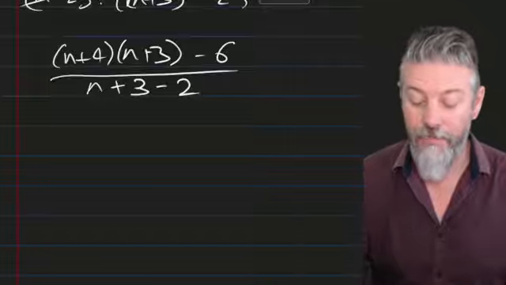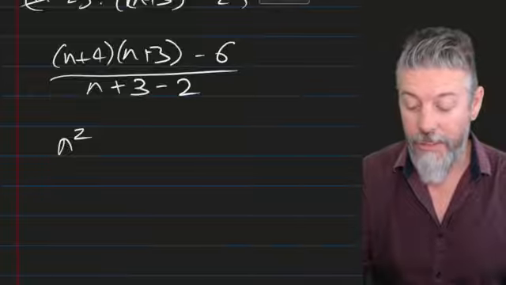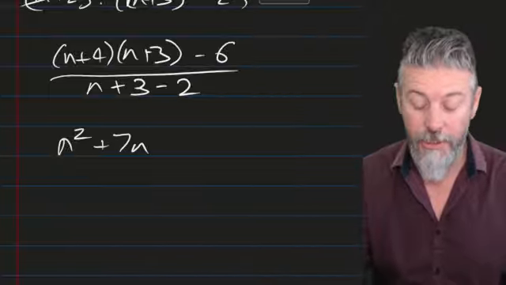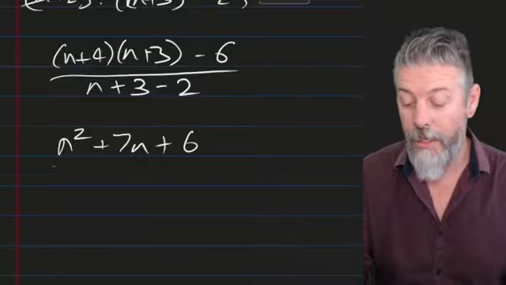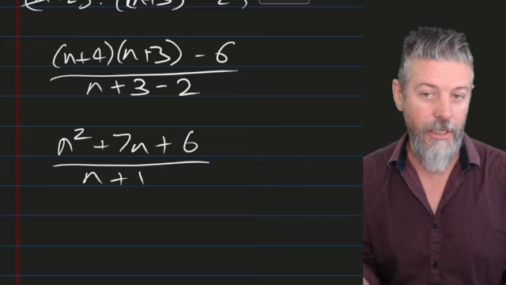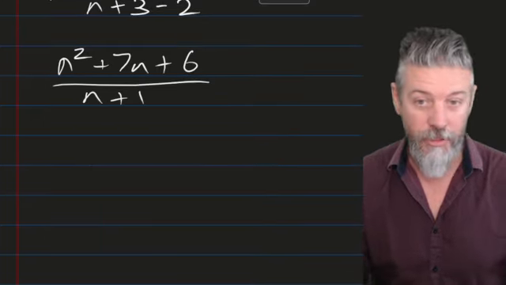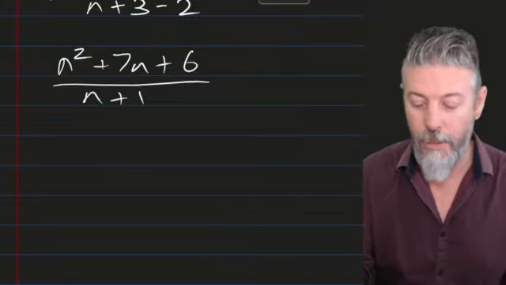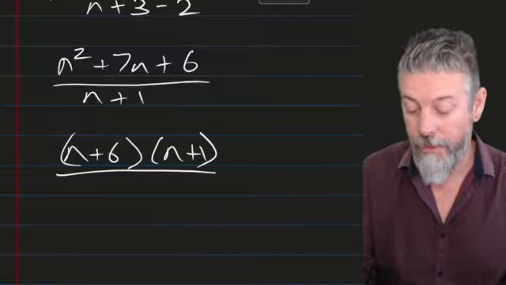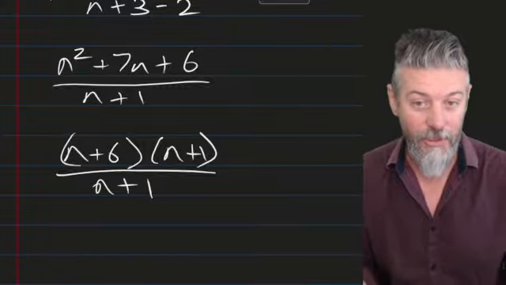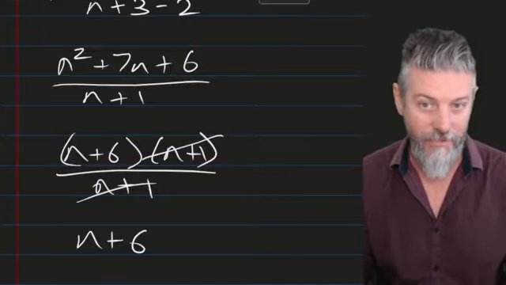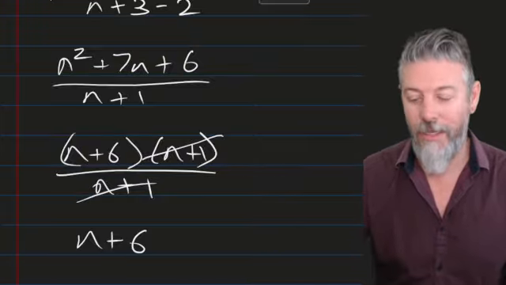So we expand this top one and we get n squared plus 7n. It's going to be plus 12, but then I have to minus 6. Because that minus 6 is up there. So plus 12 minus 6 is just going to give me plus 6. And then that's over n plus 3 minus 2 is n plus 1. And now we factorize that quadratic. And so we're looking for two numbers that multiply to give 6 and add to give 7, which is 6 and 1. And we get n plus 6, n plus 1 over n plus 1. And then, of course, we can cancel that n plus 1 off the bottom with this n plus 1 at the top. And we are just left with n plus 6.